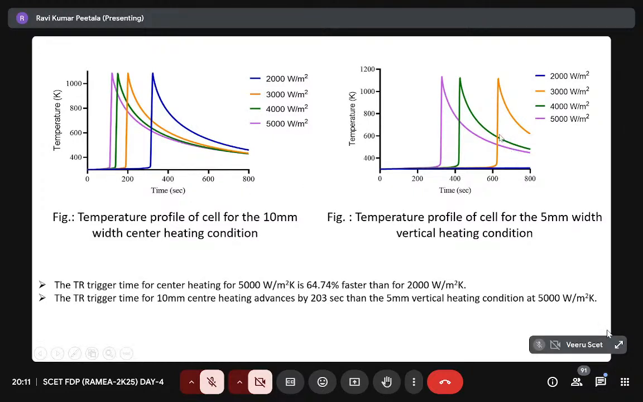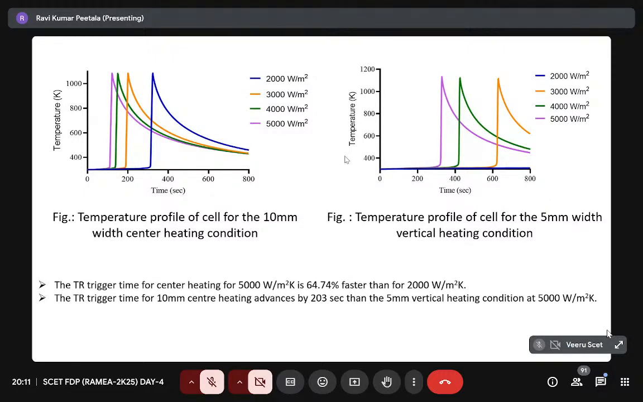In the case of vertical at 5 mm thickness, vertically I heated the surface of my cell, and the thermal runaway started at 5000, which is 300 seconds. Before that, but before 3000 itself, when we gave 2000 watts also at the center we heated, the thermal runaway was observed. So these are the conclusions we draw.